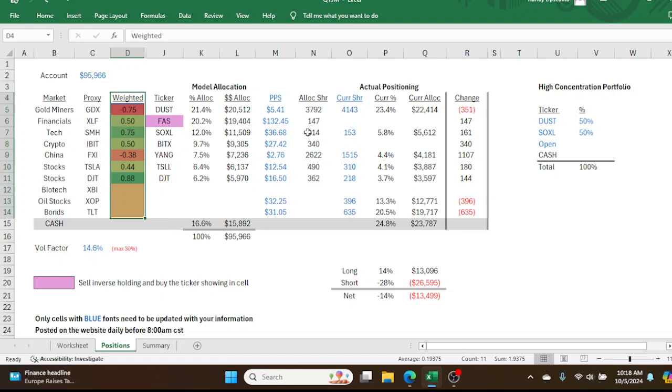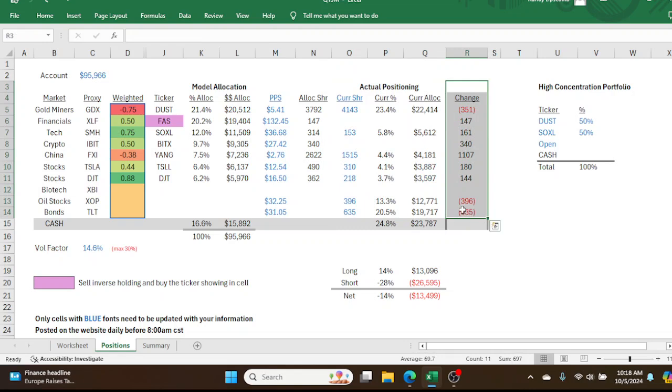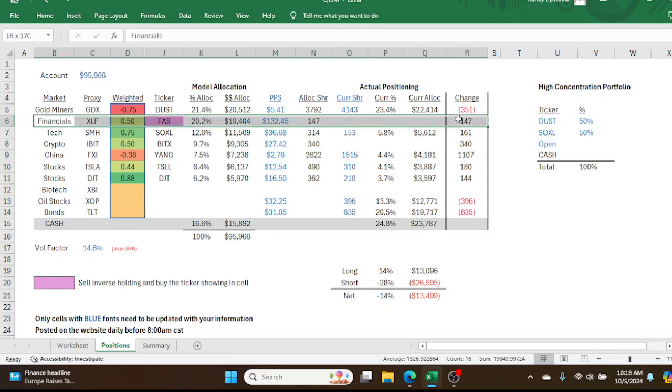We have what the model recommends, but we also have our current position. So this is our actual positioning right here. Here is the change based on the model, what the model says we need to have, and what we actually have in positioning going into Monday. For instance, this is the most complicated part of it. You see in purple, sell the inverse holding and buy the ticker showing in the sell.